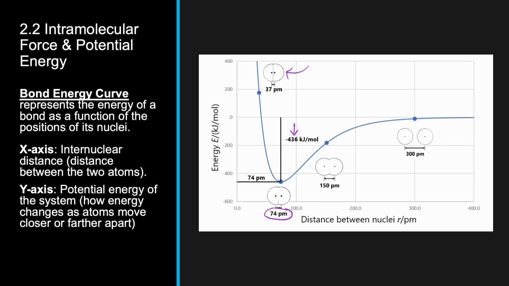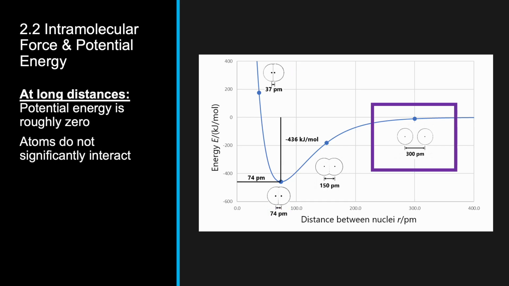Then as those atoms move further and further apart, the energy is going to go back up towards zero because the atoms no longer attract each other strongly. So let's break all of that down separately just so that we can really understand these types of graphs because they are all over the AP chemistry exam.